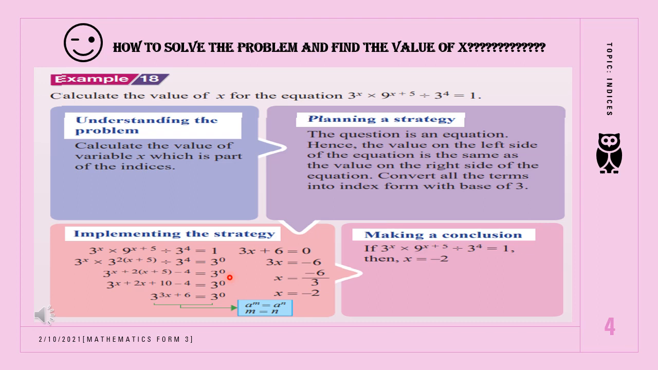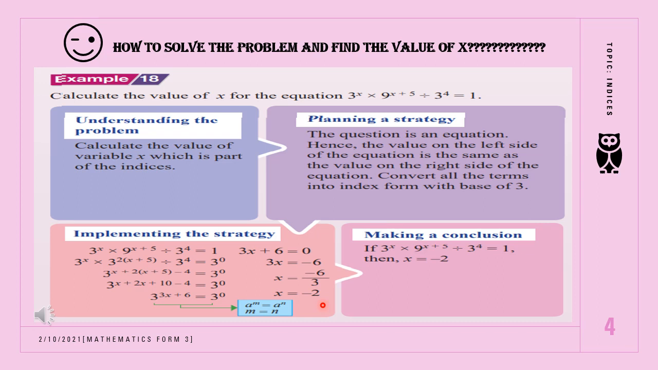Okay, next here you can see the solution number 3 and number 4. In number 4, you just do addition and subtraction of the indices. So you can see the solution of number 4: 3 to the power of x plus 2x plus 10 minus 4. You need to arrange it with the x and the numbers. So you get the answer 3 to the power of 3x plus 6 equal to 3 to the power of 0.